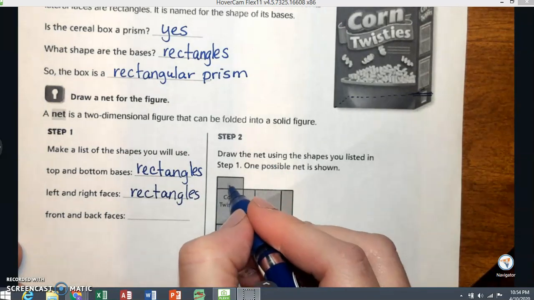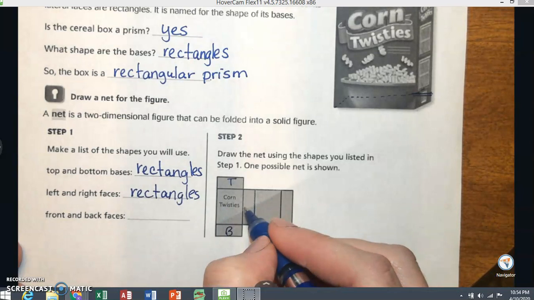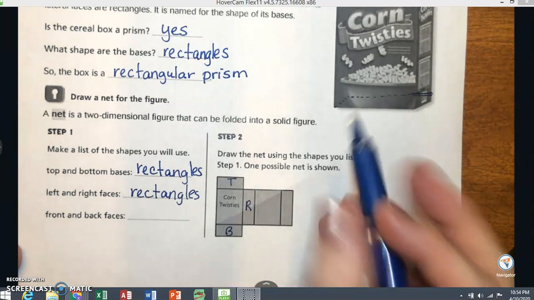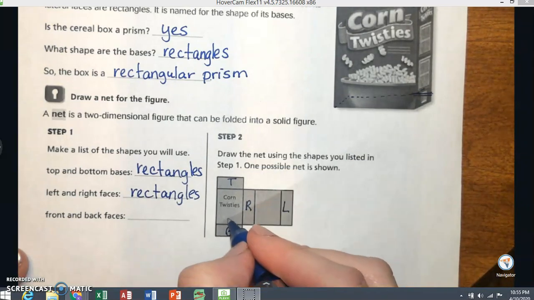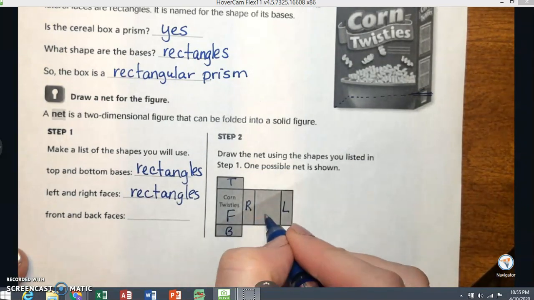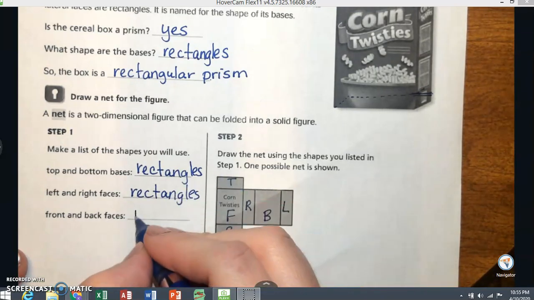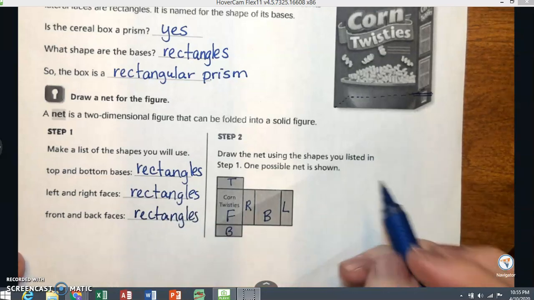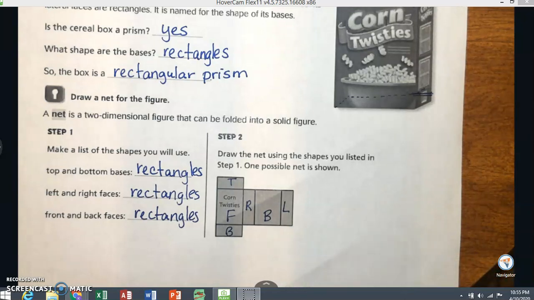I'm going to go ahead and do this. So this was the top. I'm going to put T for top, B for bottom. I'm going to put R for right. And if we folded this around, that would mean this one would be the left, like if we went around that way. So this would be your front, and this would be your back. Notice all of our shapes are rectangles. So they've already given us one possibility for what our rectangular prism could look like.